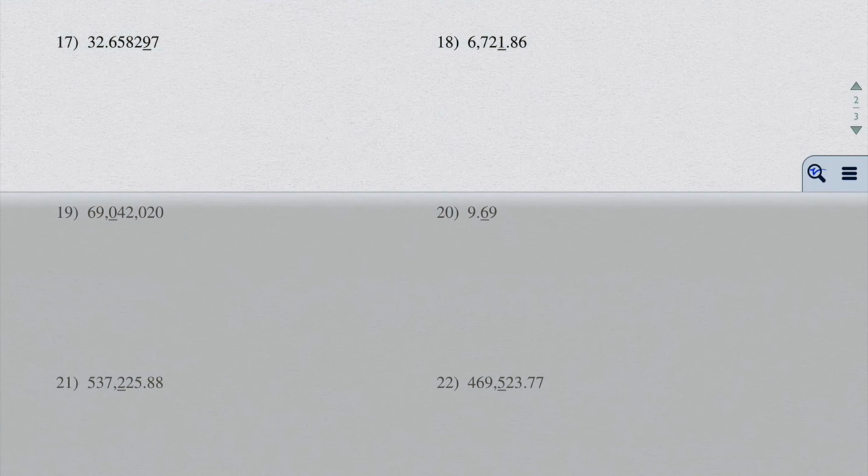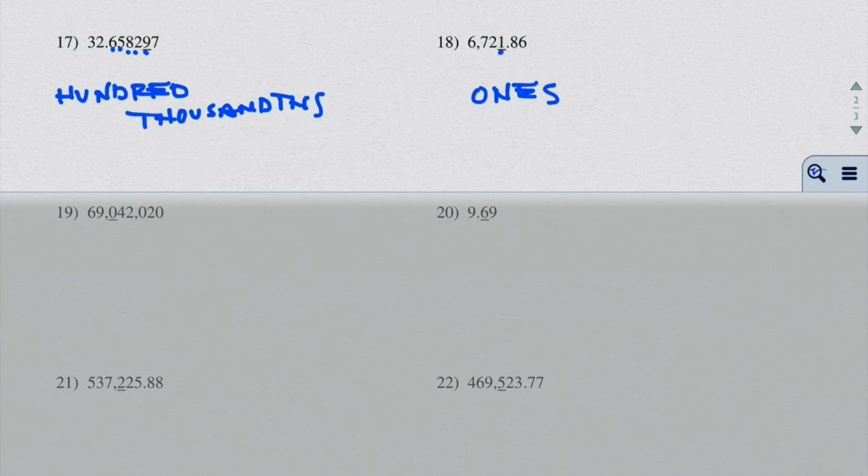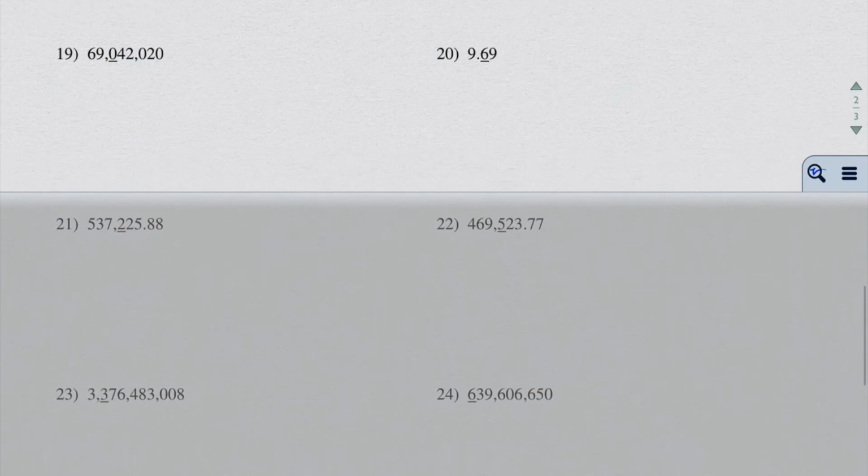Number 17. So this 6 is in the tenths, the 5 is in the hundredths, 8 is in the thousandths, 2 is in the 10,000ths, and 9 is in the 100,000ths. Okay, number 18. This 1 is in the ones place. And this is back to what we were doing in the beginning. The 2 is in the tens, the 7 is in the hundreds, and the 6 is in the thousands. The 8 is in the tenths place, and the 6 is in the hundredths place.